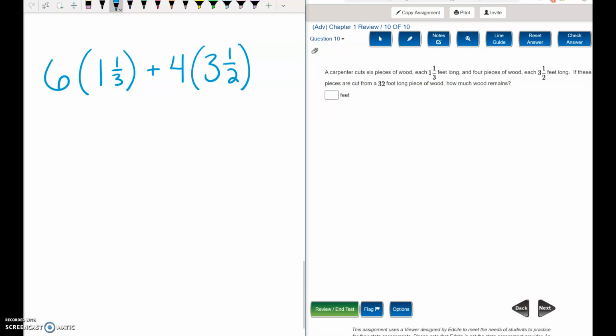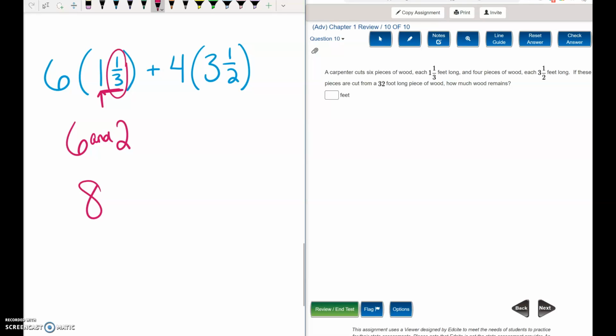But I thought about if each of these pieces of wood is 1 1/3, that means I have 6 pieces that are 1 foot. So I know I have 6 feet. I also have 6 1/3. So what's 6 times 1/3? That's 2. So I have 8 feet of wood there.